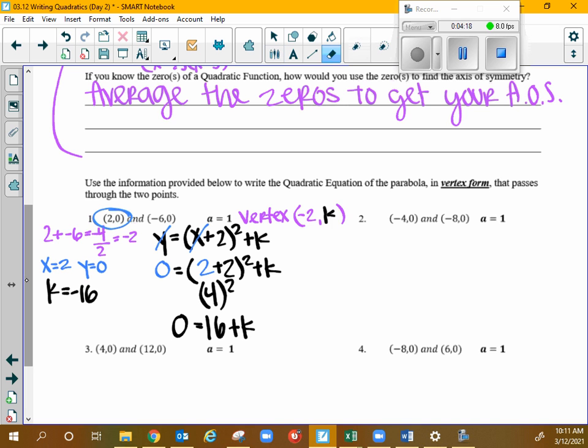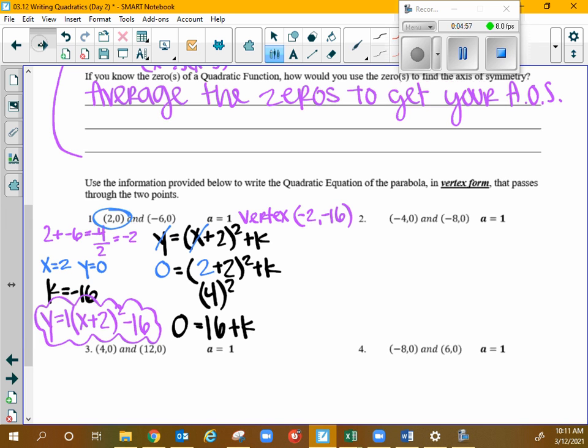So now I can go back to my vertex and say, okay, I know it's at negative 2, negative 16. Do I now have enough information to write my vertex form equation? Yes. It would be y equals, what would it be? 1 times x plus 2 squared minus 16. And that's my answer. So like I said yesterday, the process is the same, you're just missing something different.